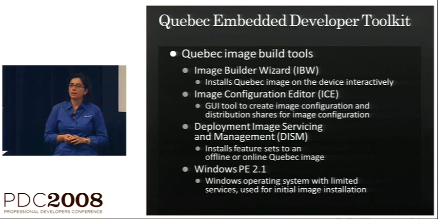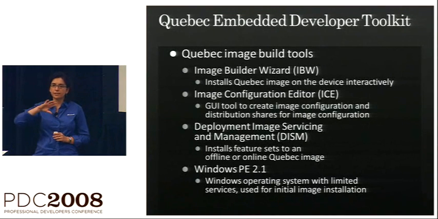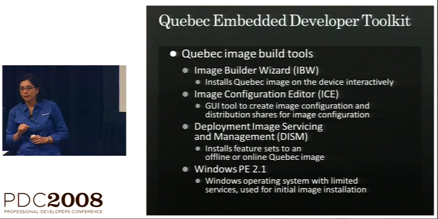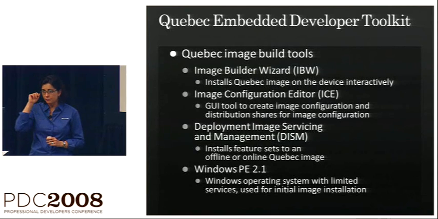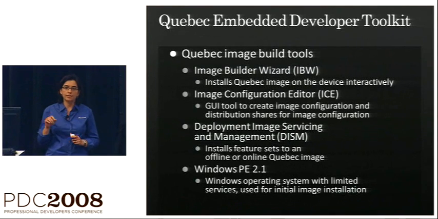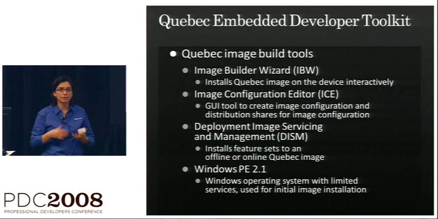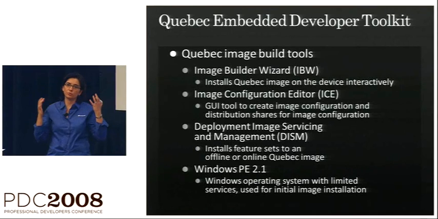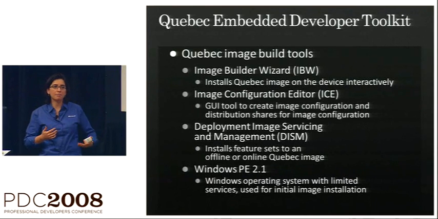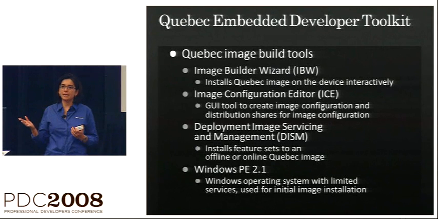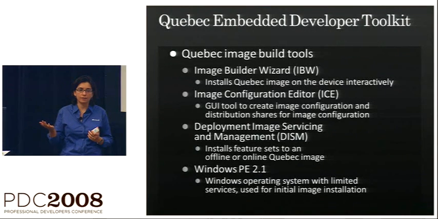Image Builder Wizard basically runs on a device. It's a wizard experience that builds an image on the device interactively, and I'm going to show it to you later in this presentation. That is the tool that provides the rapid prototyping experience. Let's say you get this device, you just want to build an image to get going and see what your hardware looks like, and you don't have time to go through the learning and the ramp up of our whole toolkit. You just want to verify something, right? IBW is the perfect tool for you.